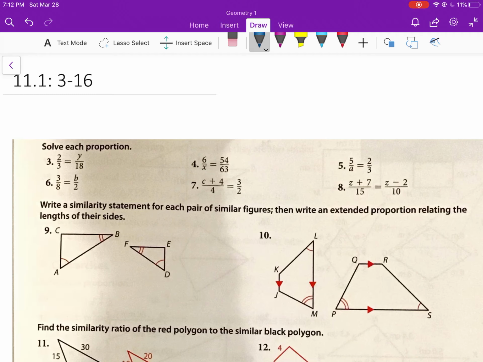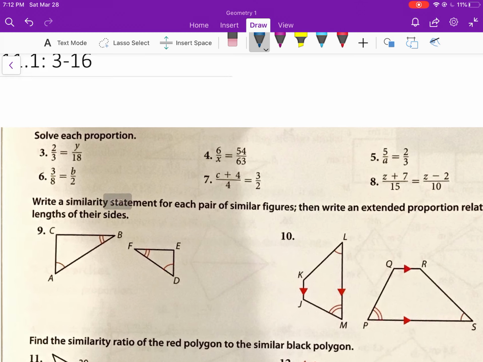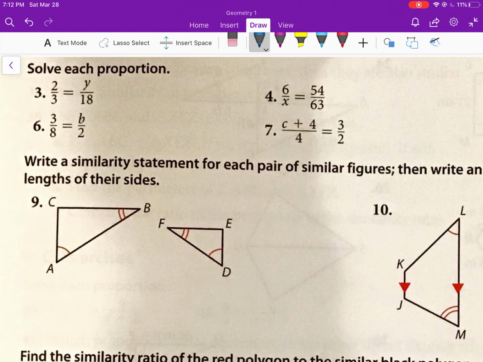So your assignment is 11.13 to 16. I'm going to take a couple of these and do them just to show you some examples, especially the ones that might be a little unfamiliar. Number 3 through 8 shouldn't be too unfamiliar. I'll do a couple of them.